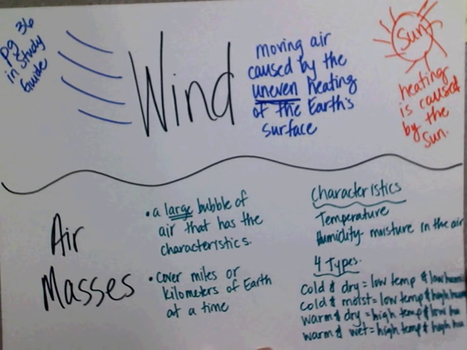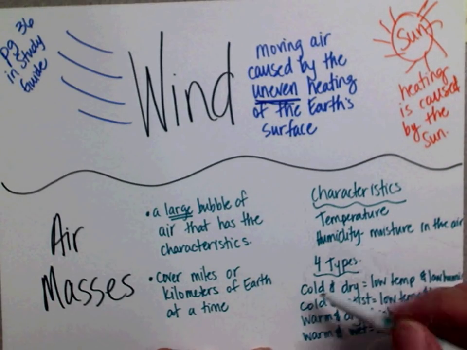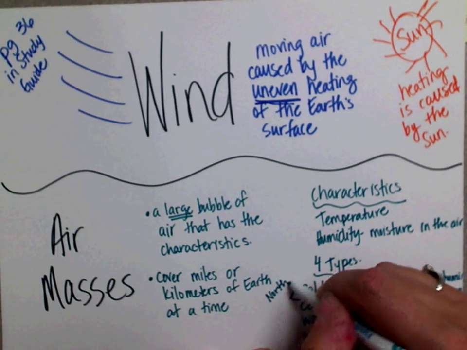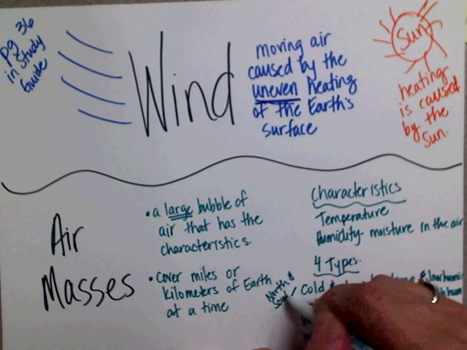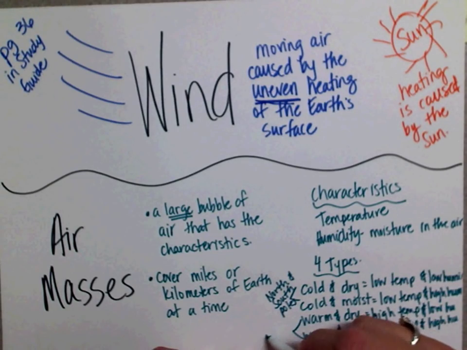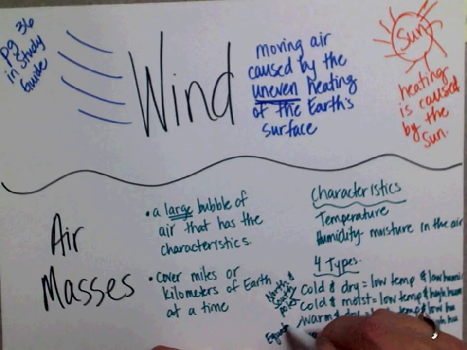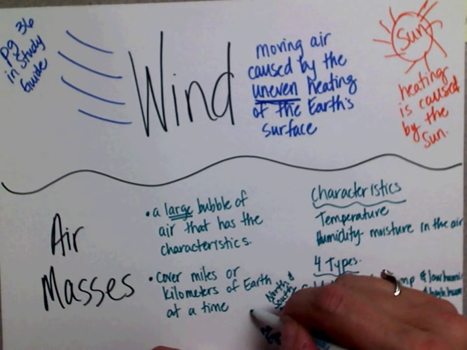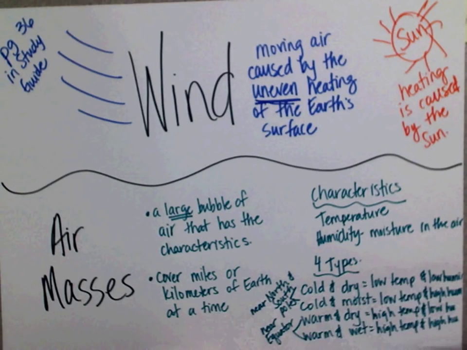Now remember, these cold areas are going to be near the north and south poles. These warm areas are going to be near the equator. Does that make sense?